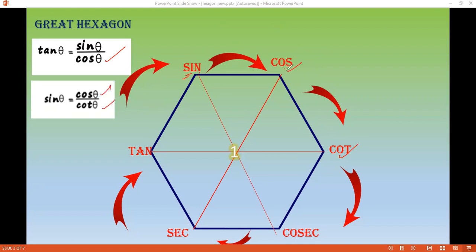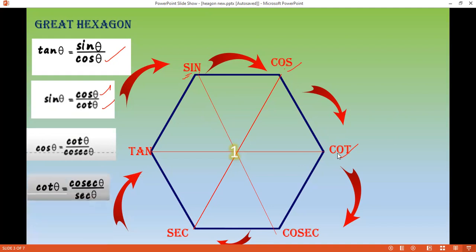Got it? Now, if you want to go with cos theta, what might it be? Come on, guess it. What are the next two? Cot and cosec, right? So cos theta is equal to cot theta upon cosec theta. Yes. So now what about cot theta? Cot theta is equal to cosec theta upon sec theta. Right. These are if you go in clockwise direction.